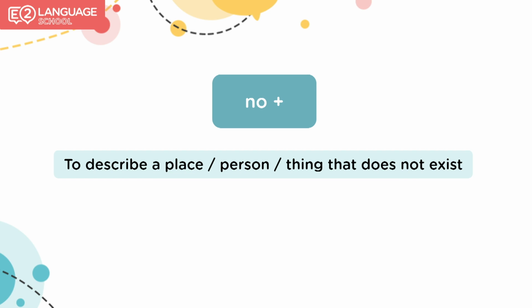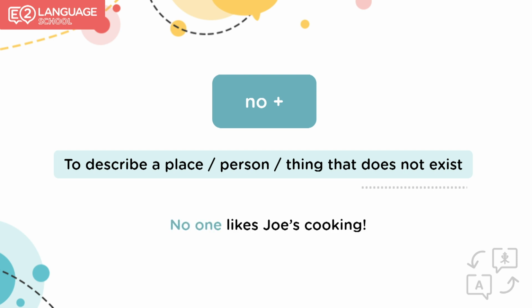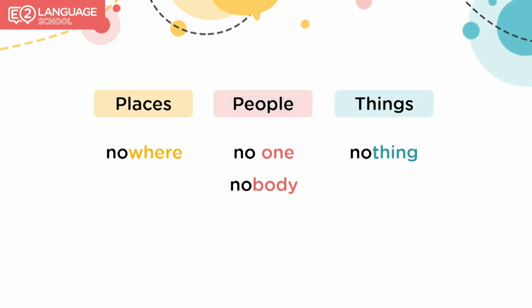Now, moving on, our second pronoun, no. So we use this to describe a place, a person or thing that does not exist. Now again, if you haven't seen the word exist, and this is a verb, check this one in your dictionary. So for example, no one likes Joe's cooking. Or there is nothing in the fridge. So for places, it's nowhere, people, no one or nobody, and things, nothing.